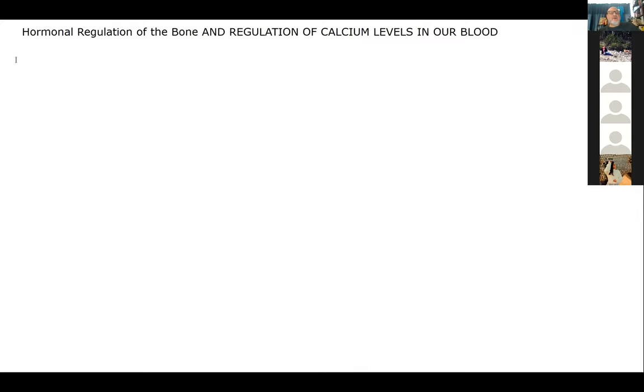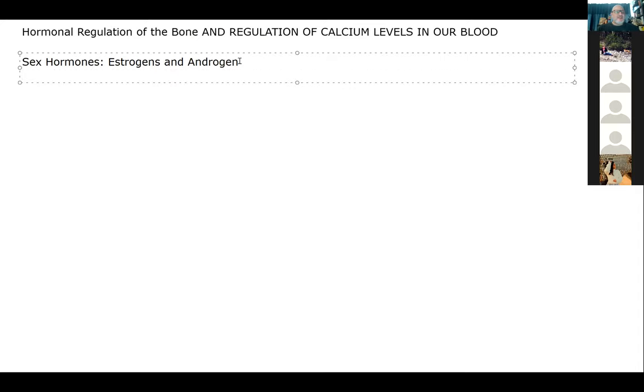Now, a couple of these we have already talked about. We already know how the sex hormones work. And again, what were the two classes of the sex hormones? Estrogens and androgens. Excellent. Those estrogens and androgens are the sex hormones, right? And what did they do? What was their target? They targeted the osteocytes. Excellent. And what did they do to the osteocytes? They targeted the osteocytes for growth.